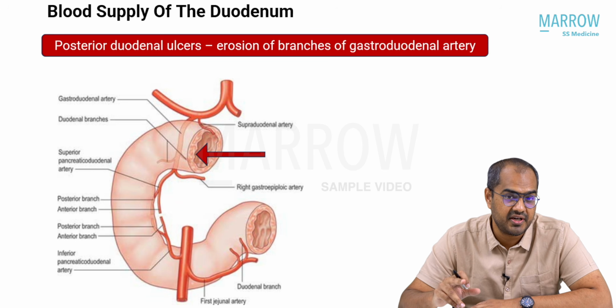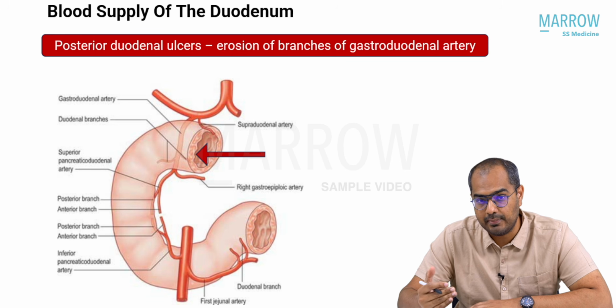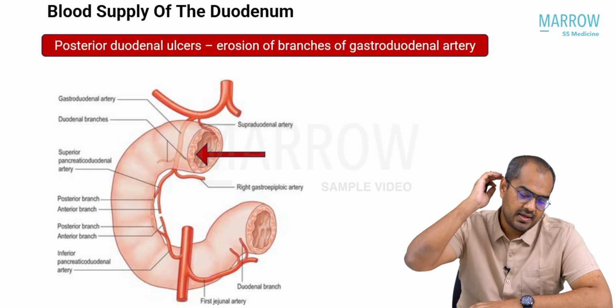So if you have direct spurting from that, you need to be very sure that you are capable of doing this, or send this case to a transarterial embolization or a surgical management. Now, why is this important?